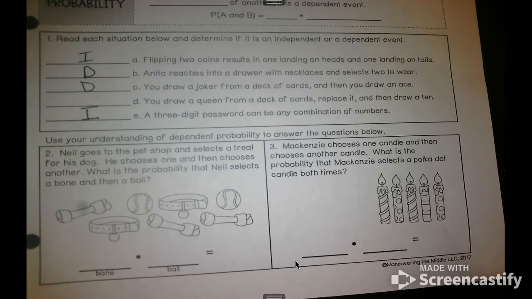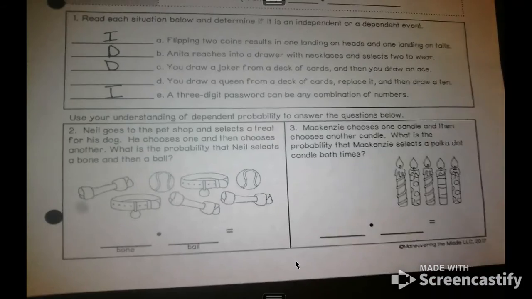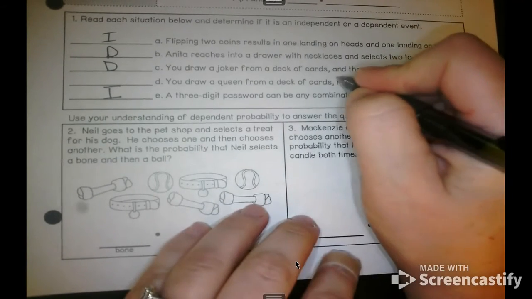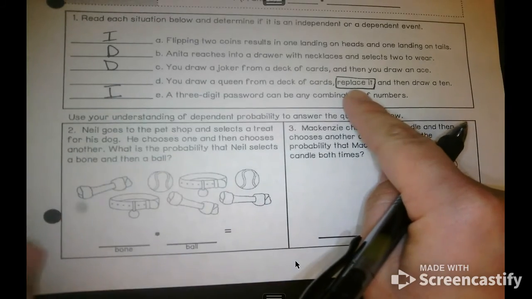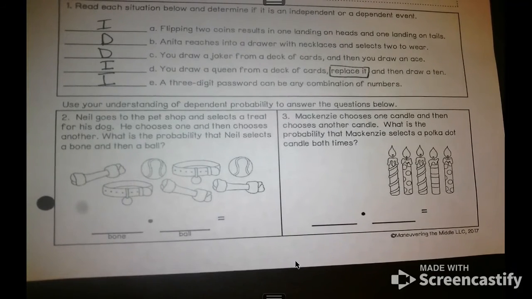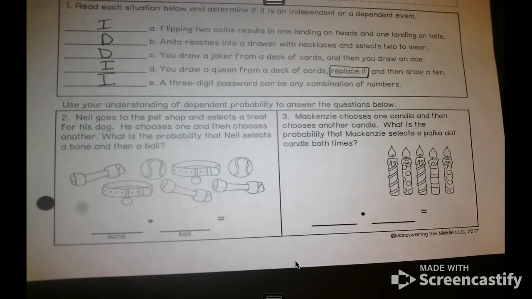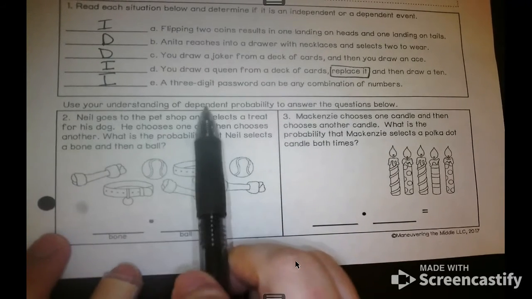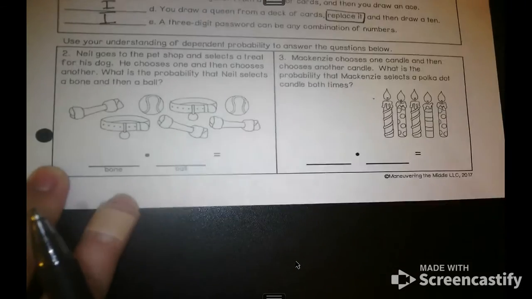Okay, so D, you draw a queen from a deck of cards, replace it, and then draw a 10. Independent. Okay, because you drew one, which you said you wanted, and you put it back. When I replace it, that is a huge indicator of independent, okay? Because I did not take anything away from it. I put it back. Yesterday on y'all's homework and papers, that was there a lot, okay? So you need to think of replace as independent. Okay, so this next one tells us straight away that these are dependent situations, okay?